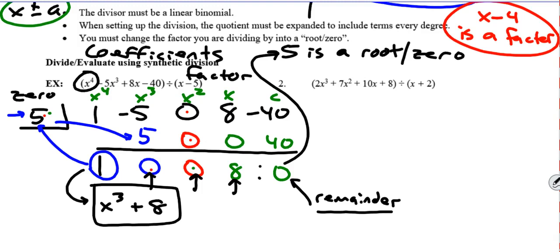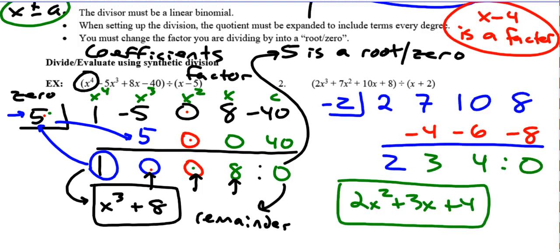Go ahead and try number 2. So we're evaluating 2x cubed plus 7x squared plus 10x plus 8 divided by x plus 2. So negative 2 is your divisor. You have your coefficients. You don't need a placeholder. So the result you get is there's no remainder. Again, that will not always happen. That's just how these worked out. Sometimes you will, sometimes you won't. We'll explain more about what that means next class.